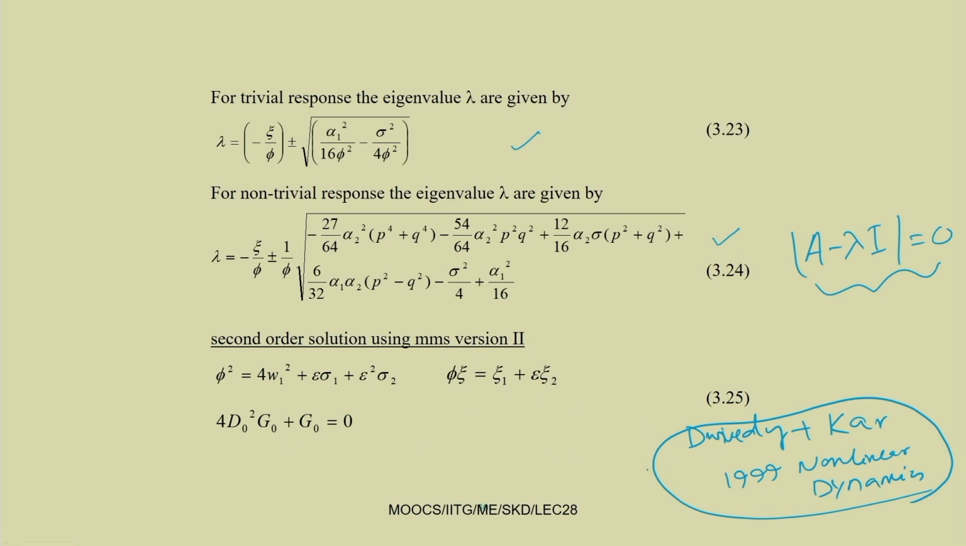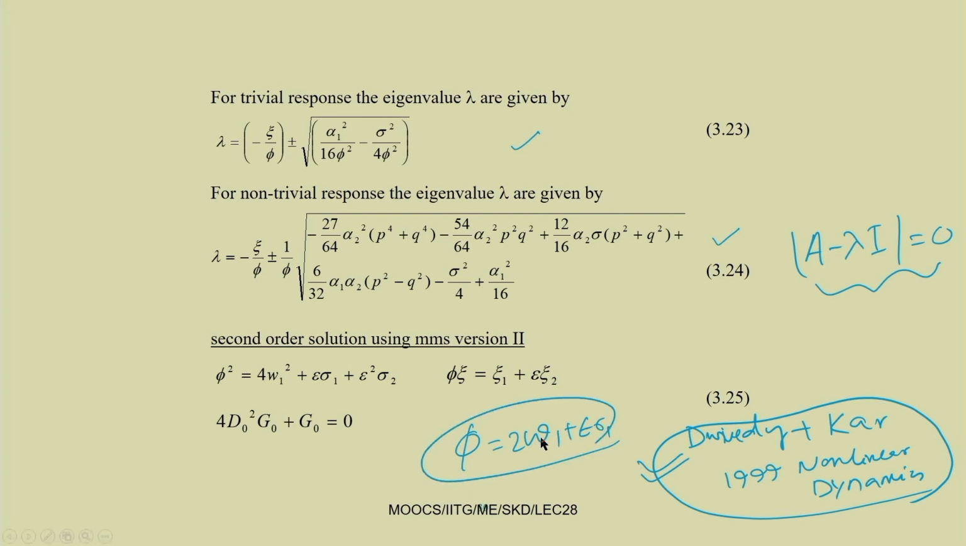So, you can refer to this paper, where it is done for a parametrically excited system. In the method of multiple scales, version 2, you can take this phi square and expand it equal to 4 omega 1 square. Previously, we took phi equal to 2 omega 1 plus epsilon sigma 1, and we did it. So, this is external excitation.